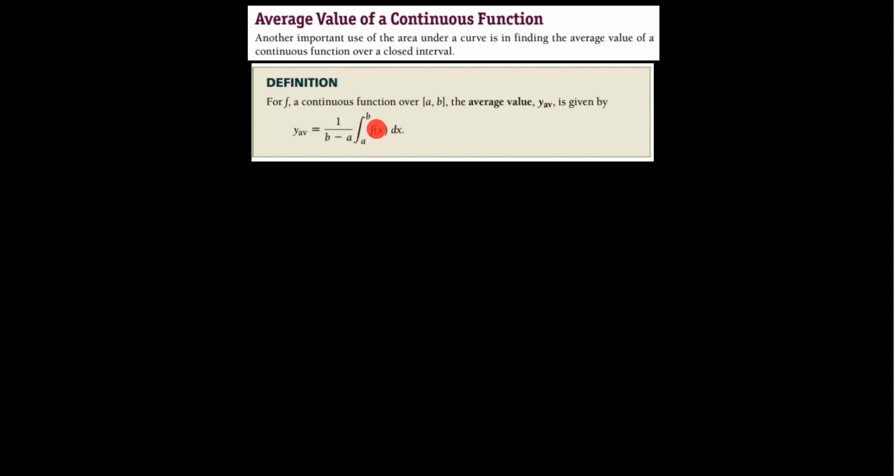Nothing changes here. The only thing we have to add is 1 divided by the difference of b and a, and that's it. There's nothing more to it. We're just taking the integral from our interval and multiplying it by 1 over b minus a. So let's go ahead and put that into practice.